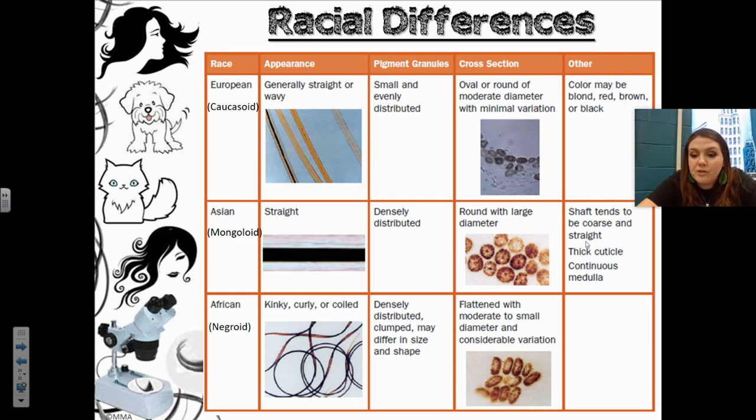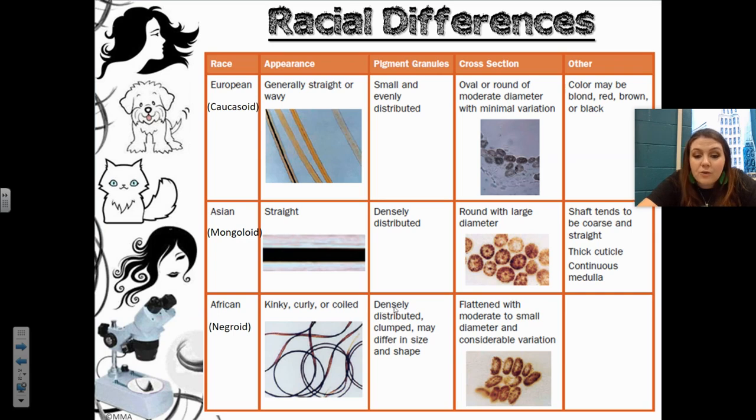And the shaft tends to be coarse and straight, thicker cuticle generally, and they are the ones that are more likely to actually have the medulla inside, but it might be hard to see the medulla because of how much pigment is in there. And then lastly, Negroid, generally very curly, coiled hair, so their cross sections are very flattened.